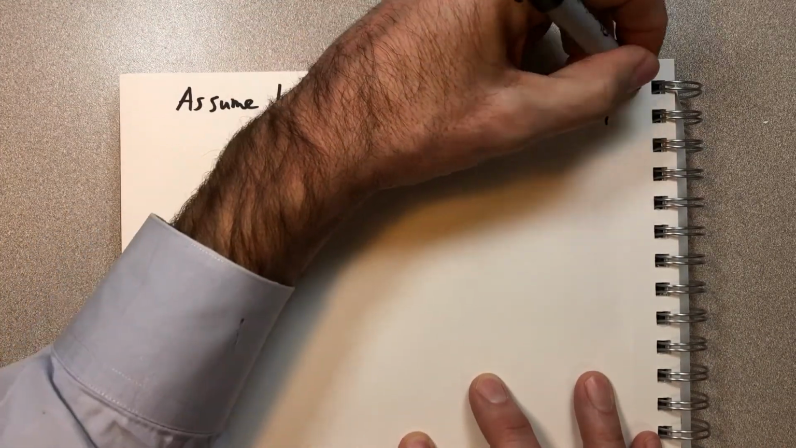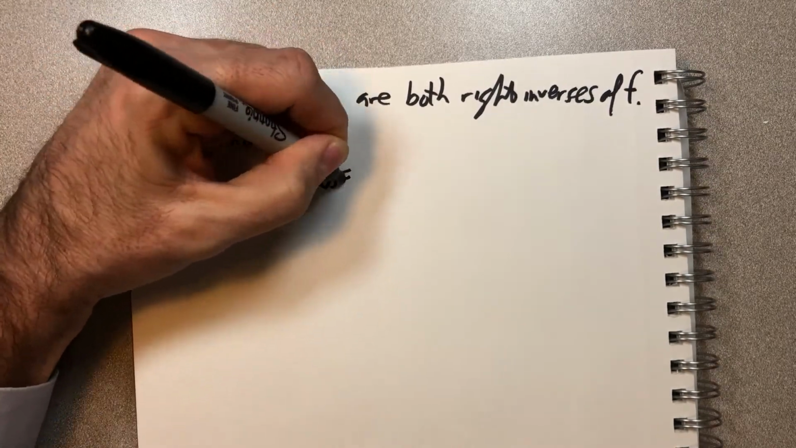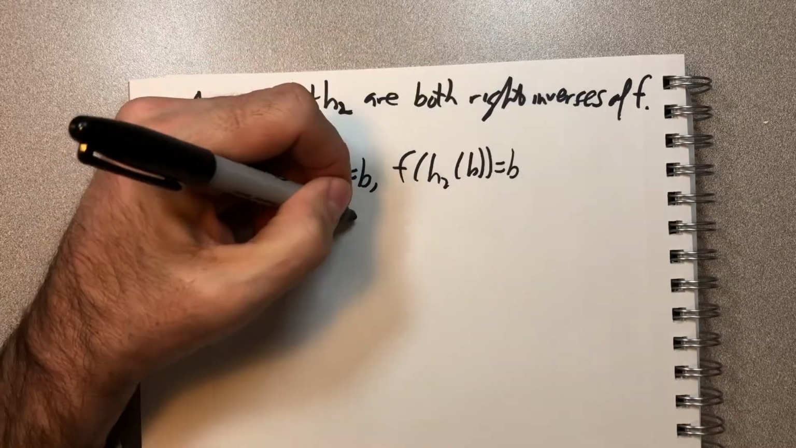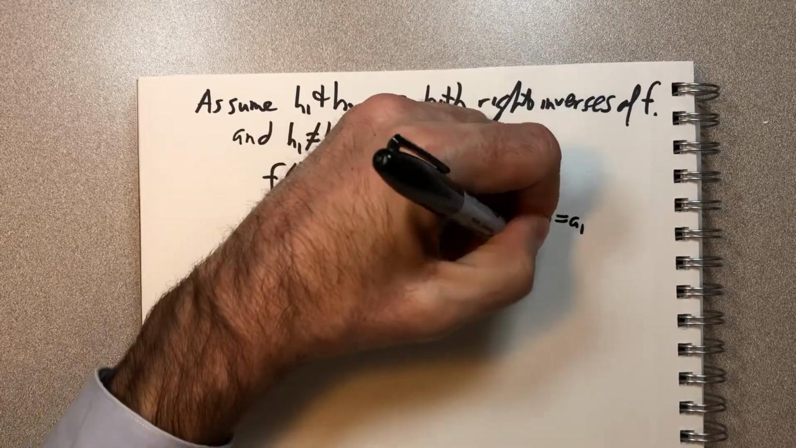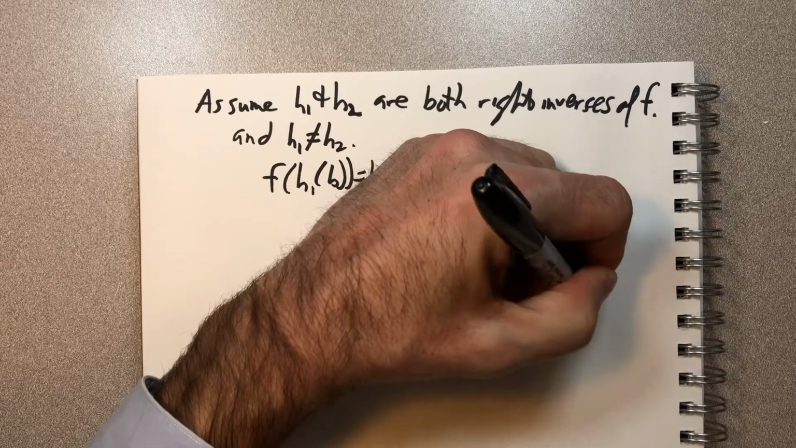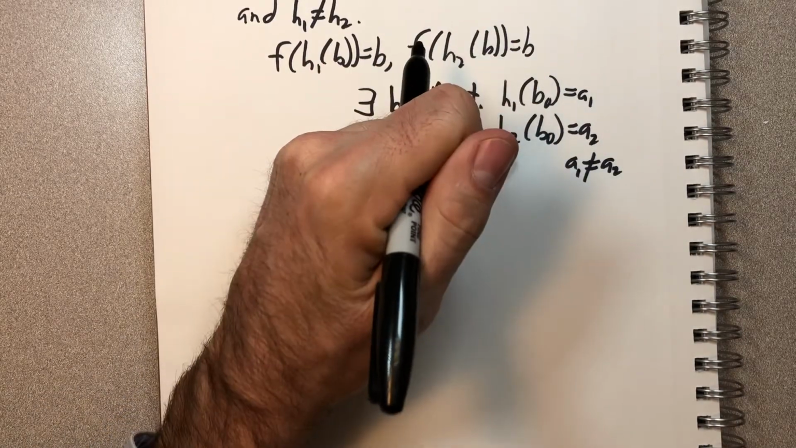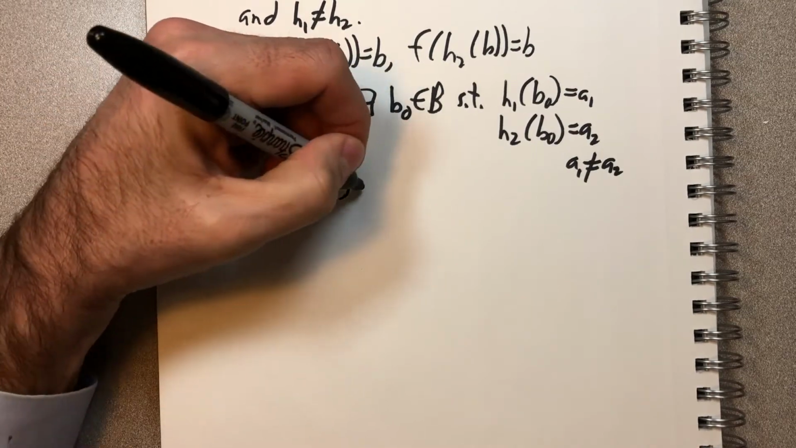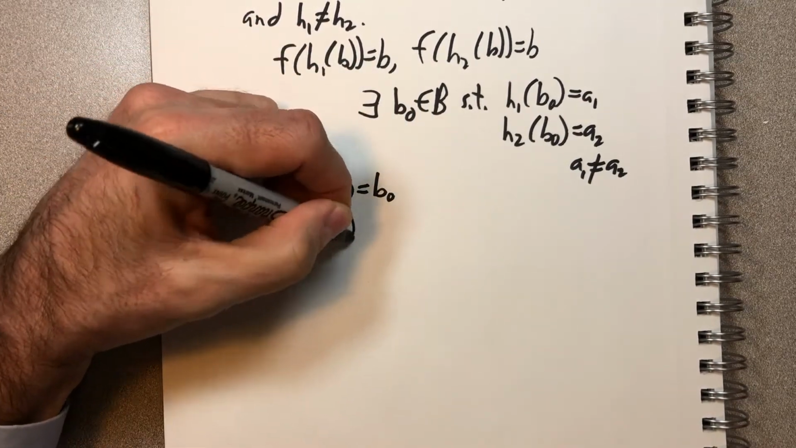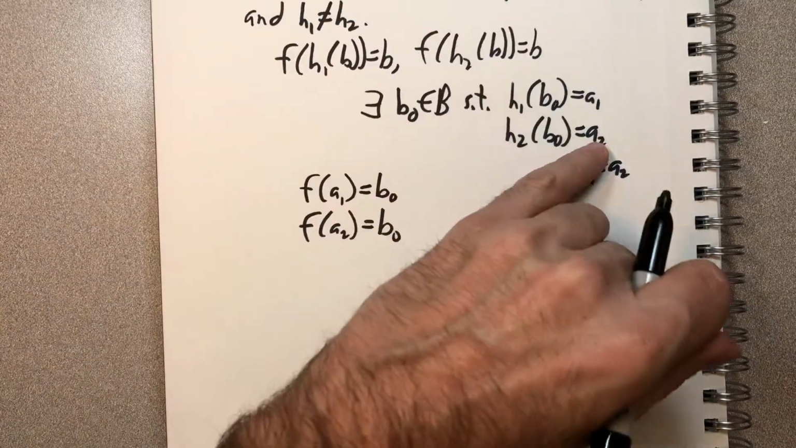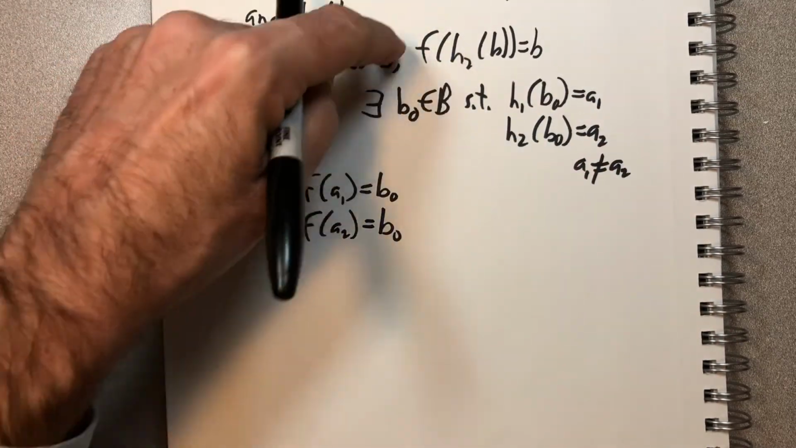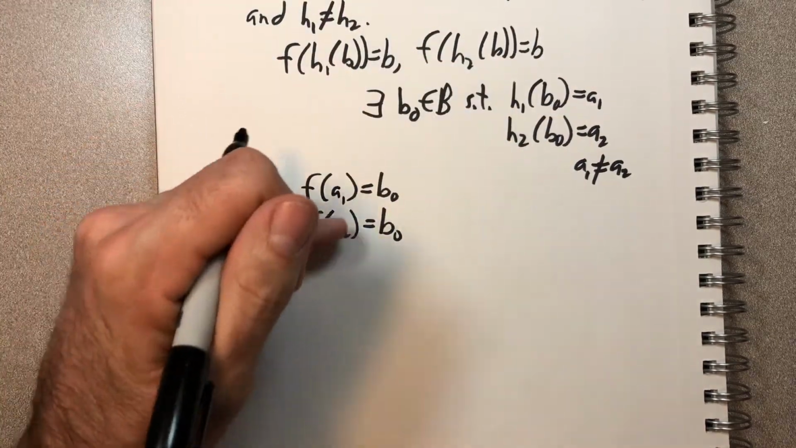So now let's look at h and see if we can prove the same thing for h. So assume that h1 and h2 are both right inverses of f and that h1 does not equal h2. So that means that f of h1 of b equals b and f of h2 of b equals b, but there exists some b0 in B such that h1 of b0 equals a1 and h2 of b0 equals a2, but a1 does not equal a2. Yet even so, we have to have that f of a1 equals b0 and f of a2 equals b0. Because otherwise this won't be an inverse, right? So h2 of b0 equals a2, but then f of a2 has to go back to b0, right?